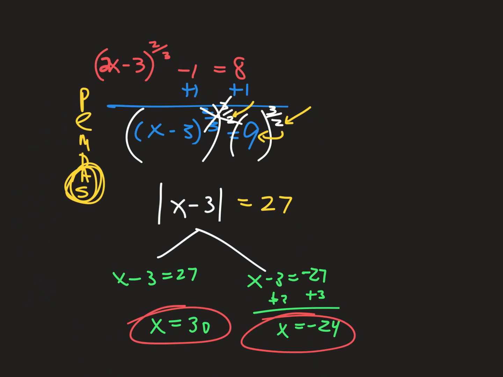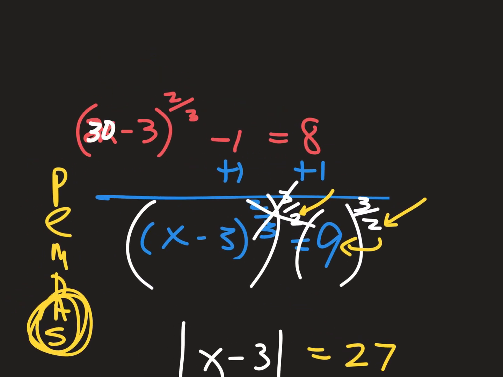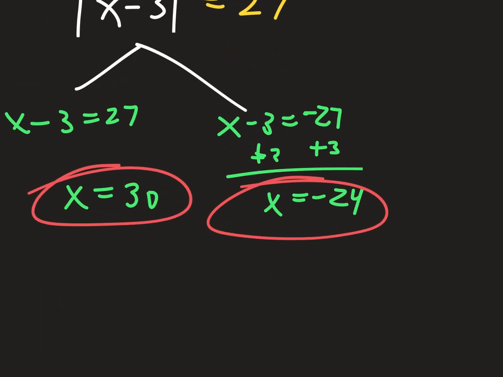I think that 30 works, right? So then I think that I could put a 30 here. And that becomes 27, and then the cube root of 27 is 3, and then 3 squared is 9, and 9 minus 1 is 8. I can do it. It's possible. Okay, cool. So there's my 2 answers for that one.